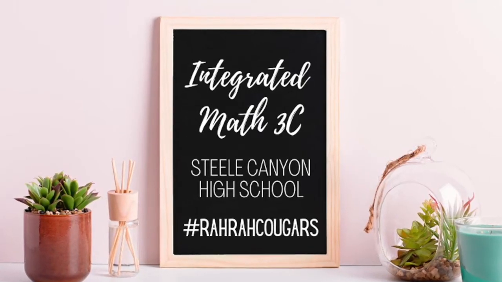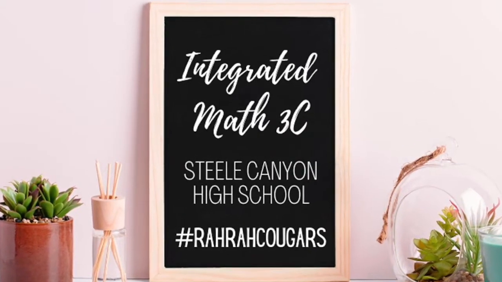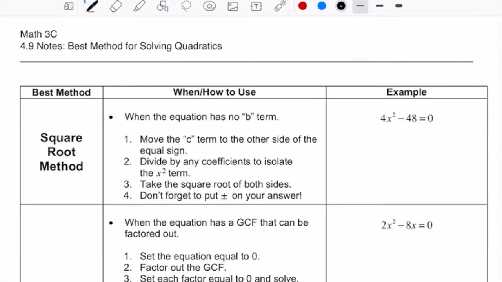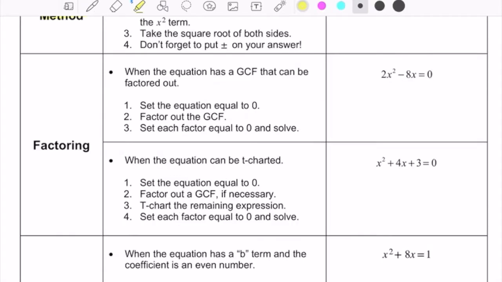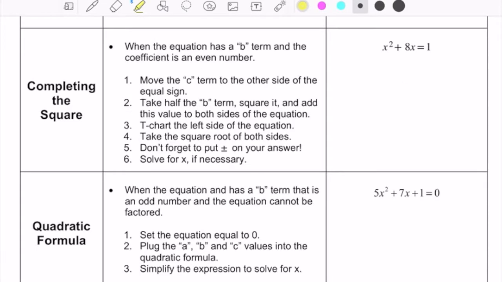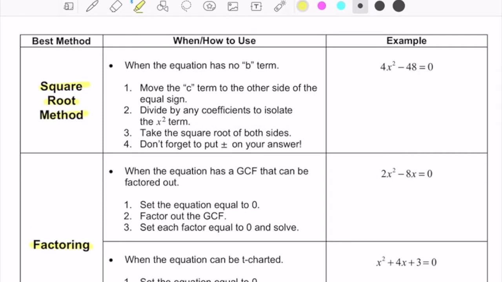Hi everyone, today's notes are on section 4.9, which is the best method for solving quadratics. Over the past couple of days in class, we've learned about a few different methods that you can use when solving quadratics. This front side of the worksheet outlines 4 of the different ways that we've learned about. You've got the square root method, the factoring method, completing the square, and finally the quadratic formula.